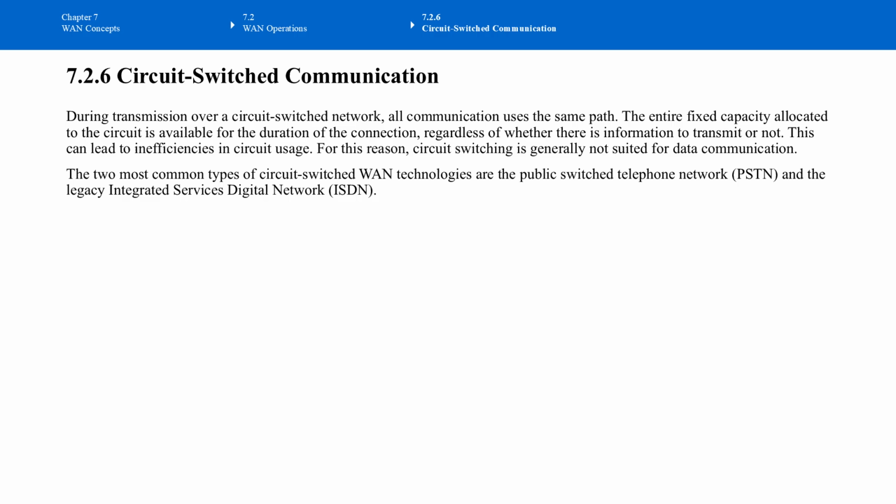During transmissions over a circuit switched network, all communication uses the same path. The entire fixed capacity allocated to the circuit is available for the duration of the connection, regardless of whether there is information to transmit or not. This can lead to inefficiency in circuit usage. For this reason, circuit switching is generally not suited for data communication. The two most common types of circuit switched WAN technologies are the public switched telephone network, the PSTN, and the legacy integrated services digital network, ISDN.